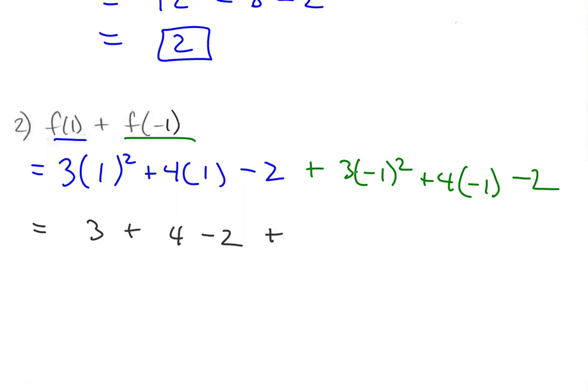Moving on, we'll say plus. In the second term here, we have this 3 times negative 1 in parentheses squared. That's really just 3 times 1, which is 3. And then it'd be minus 4, minus 2. Now we'll just combine all this arithmetic. It should result to just 2.